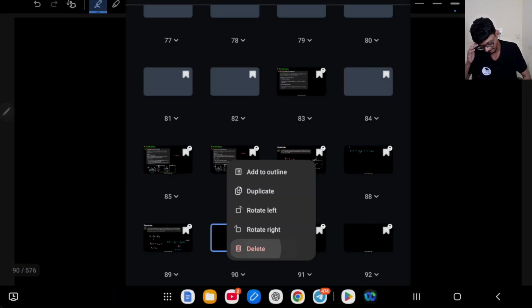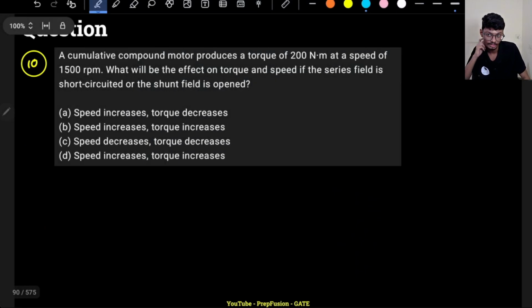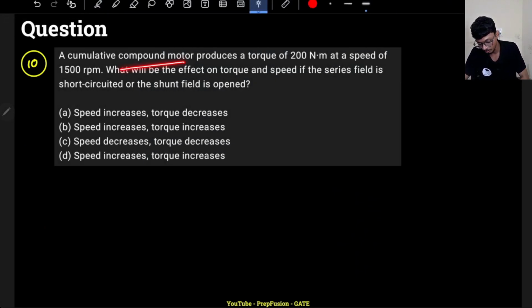Okay, so let me delete this page. Let me solve another question. This is the 10th question. A cumulative compound motor produces a torque of 200 Newton meter at a speed of 1500 rpm. What will be the effect on torque and speed if the series field is short circuited or the shunt field is opened?